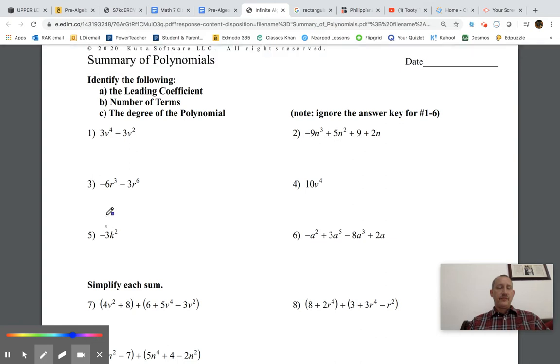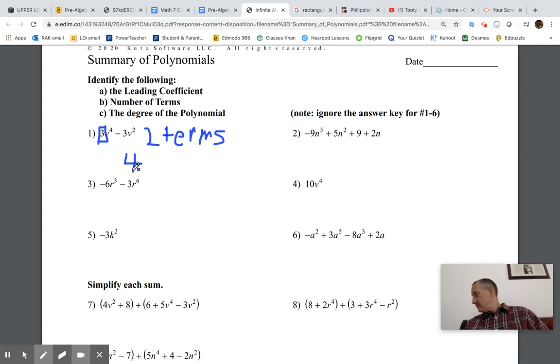So for this one, the leading coefficient is 3. 3 is the leading coefficient because it is the coefficient in front of v to the fourth, the highest power. The number of terms, for this number 1, there are 2 terms. And number 3, the degree of the polynomial. Because this is v to the fourth, that's your leading term, the degree is going to be 4. So it's a degree of 4, or we could just say fourth degree.